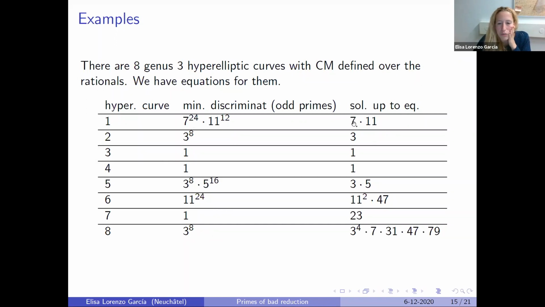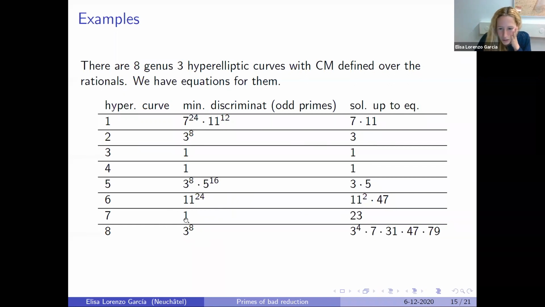So, this is good, right? For the first one, we get a 7 and 11. I say that we run the algorithm for all the primes up to the bound that we got in the previous papers, so those are the only primes of bad reduction that we can have, really. So we find the 7 and the 11, that's good. The 3, that's good. Nothing, nothing. The 3 and the 5. Okay, first problem, we find a 47 here that is not here, a 23 here that is not here, and many other primes here that are not here.